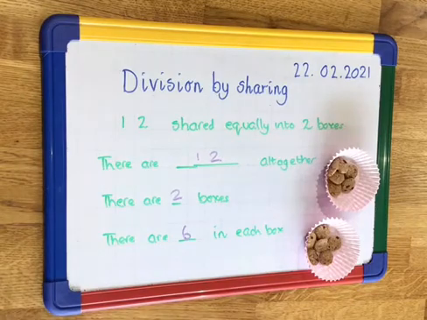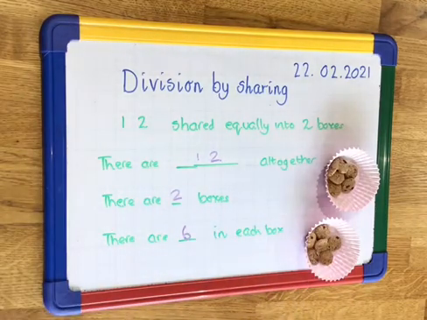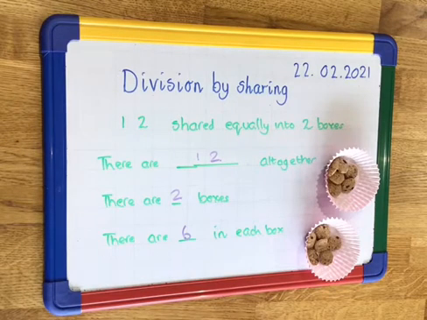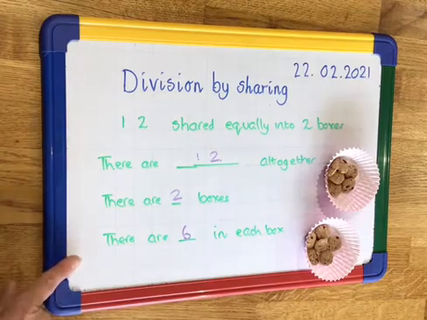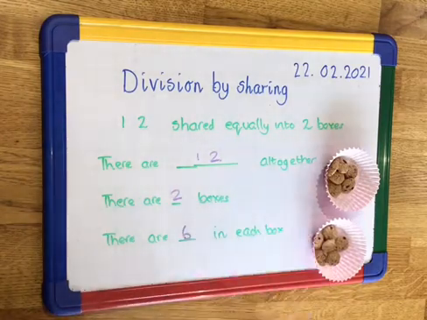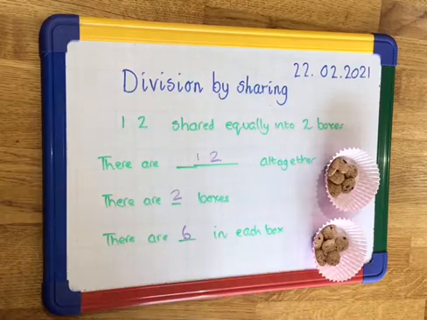And it's really important that we use these stem sentences. So I'm now going to ask you to complete the independent activity, and for each number of objects that I've asked you to share, I want you to write down your answers using these stem sentences. There are how many altogether, how many boxes, and how many in each box.